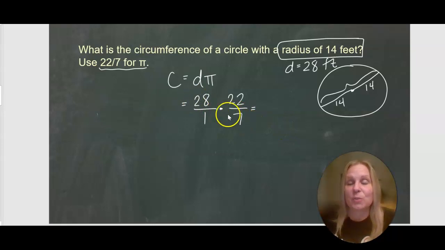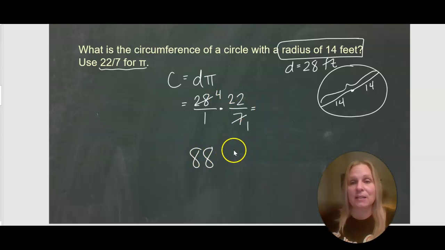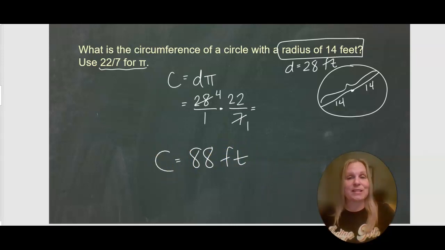So I'm going to divide 28 and 7 both by 7. So 7 divided by 7 is 1. 28 divided by 7 is 4. And 4 times 22 is 88. So this would be 88 feet. And that would be my circumference. That's the distance around the circle.